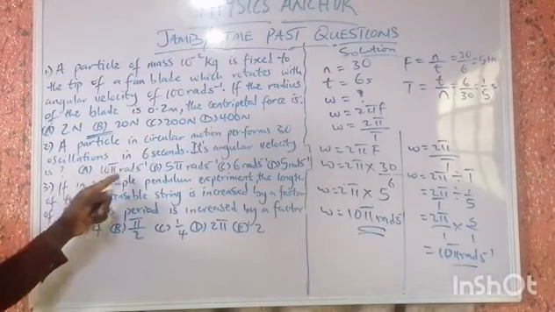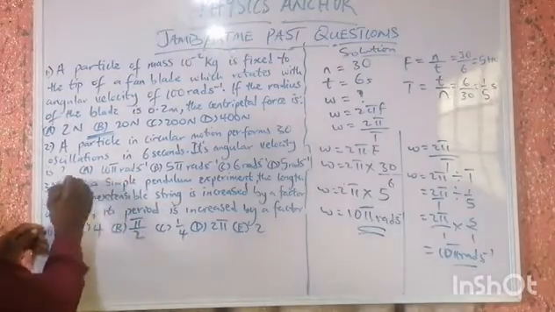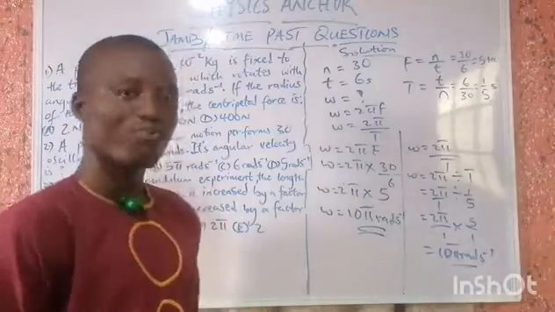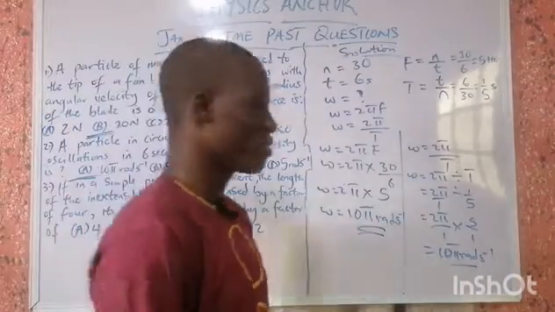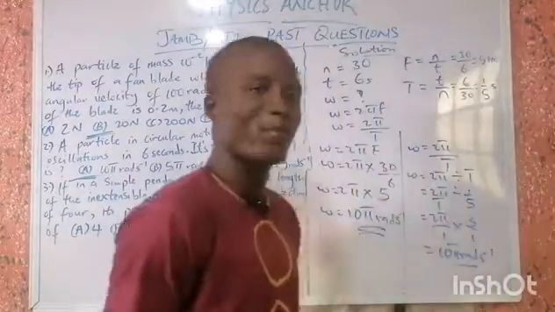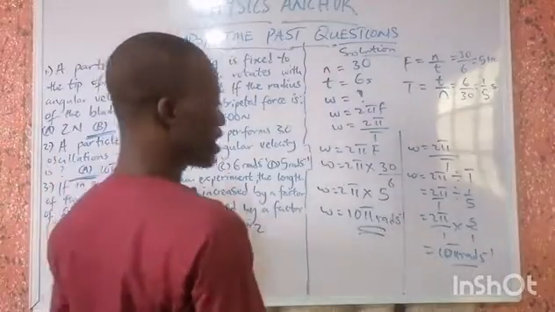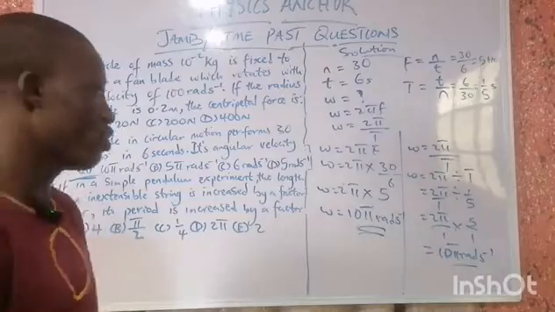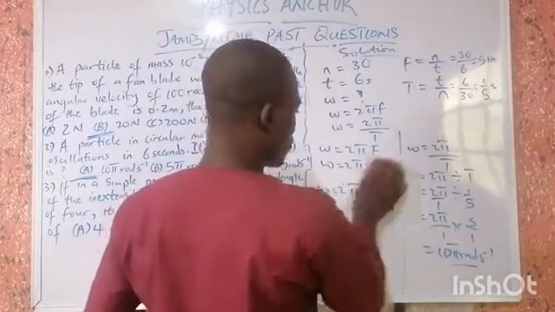So let's check our option. That's 10 pi rad per second. So that is option A. Option A is the correct answer. So I hope you are coping with this. It's just to refresh your mind on simple harmonic motion. It's a very important topic that you must not joke with before the day of your exam. So let's move to number 3.